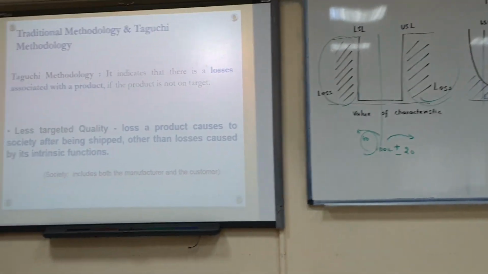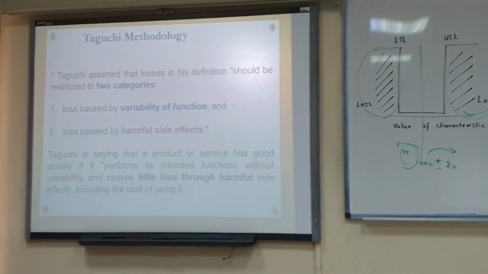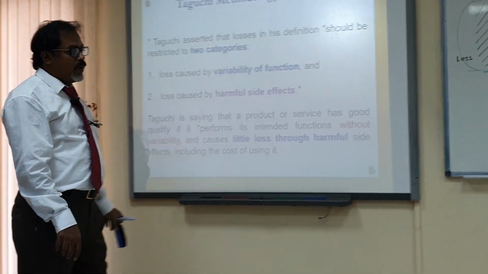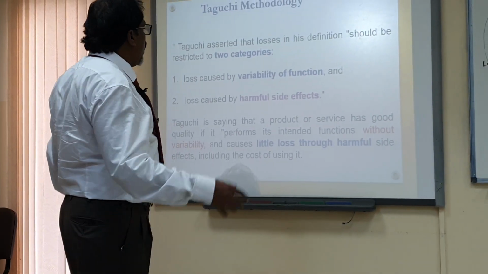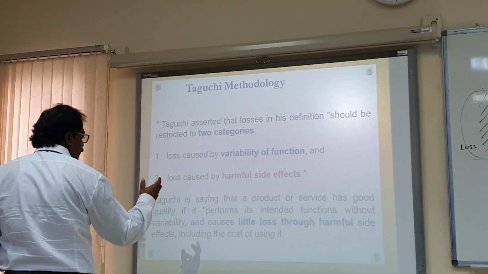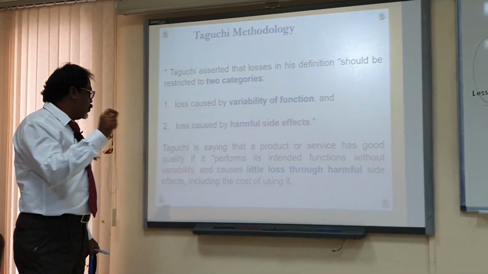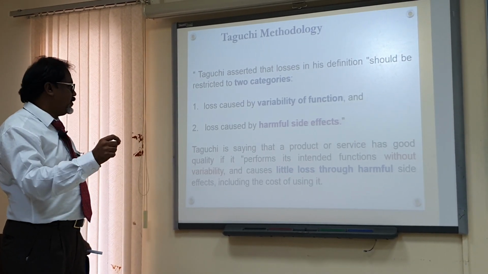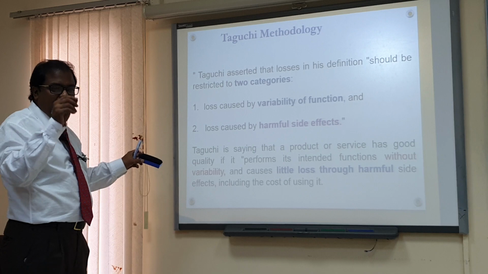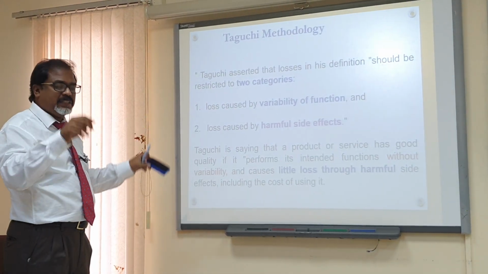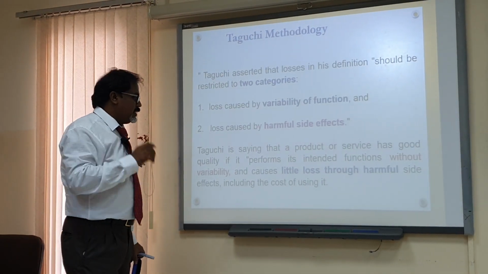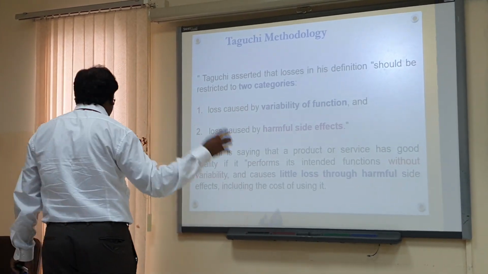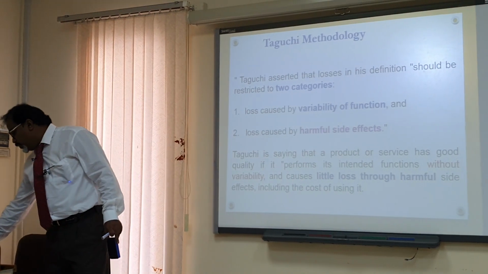So you see here the Taguchi methodology. There are two categories: loss caused by variability of functions, and loss caused by harmful side effects. Taguchi is saying that a product or service has good quality if it performs its intended function without variability. Even with 1% variation there will be a loss, and it causes little loss through harmful side effects, including the cost of using it. So this is what Taguchi is saying.